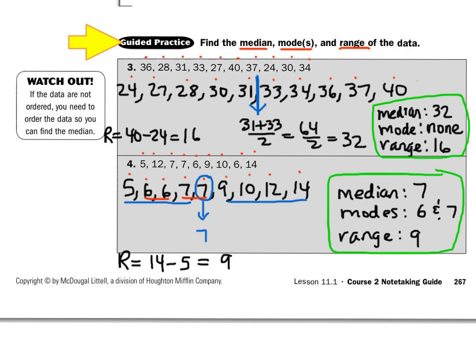Okay, so now we're going to find the median, the modes, and the range of the data. Notice they didn't ask us to find the mean, the average. So the first thing, if I have to find the median or the mode, I'm going to put all the numbers in order from least to greatest.